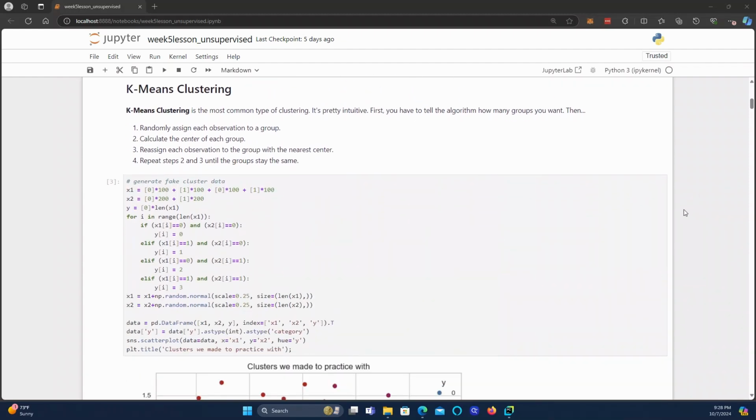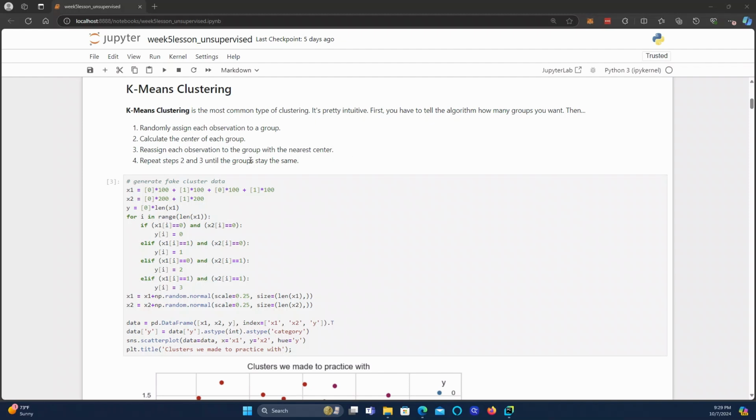So let's get into some clustering algorithms. The first one, the most common one, is called k-means clustering, and it's pretty intuitive. First, you have to tell the algorithm how many groups you want. That's what k stands for, the number of groups. Then you randomly assign each observation to a group. Then you calculate the center of each group by finding the average, right? And then you reassign each observation to the group with the nearest center.